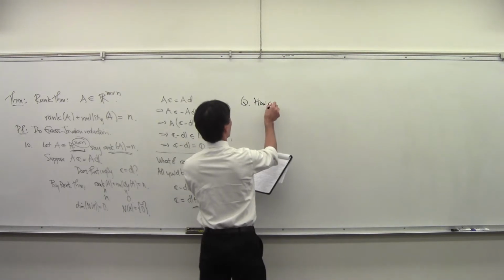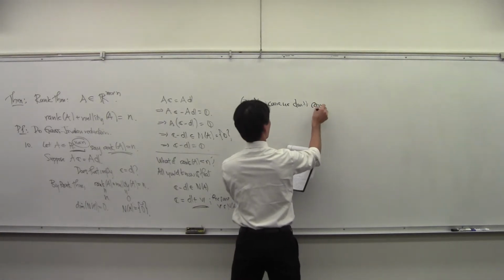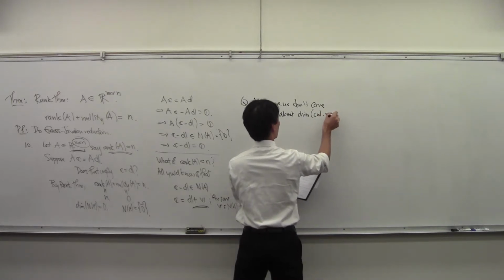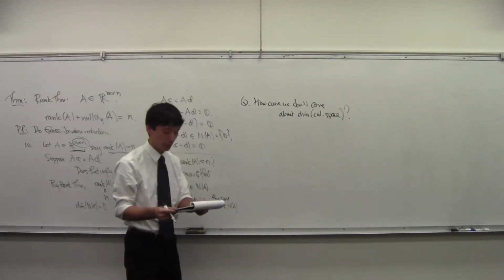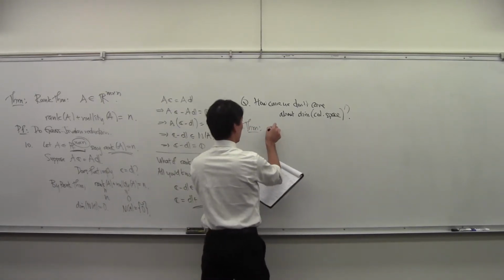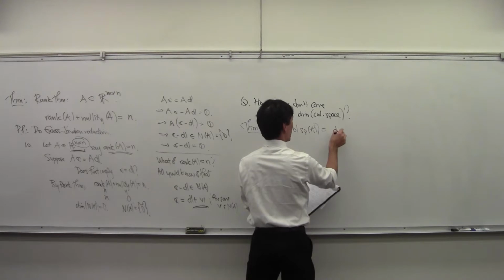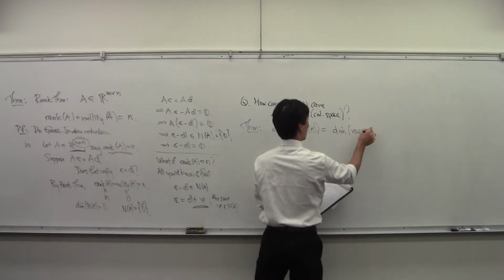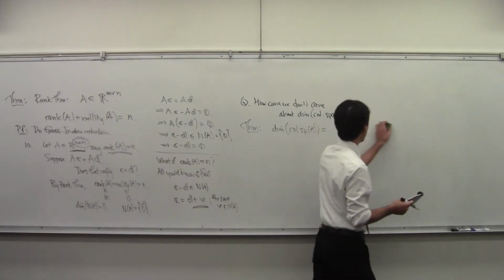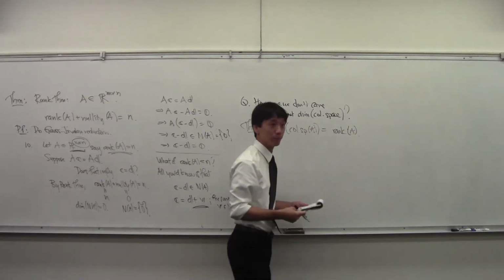How come we don't care about the dimension of the column space? Well, it turns out that the dimension of the column space is the same thing as the dimension of the row space. In other words, it's the rank. The dimension of the column space and the dimension of the row space are the same. So the rank is equal to both of them.